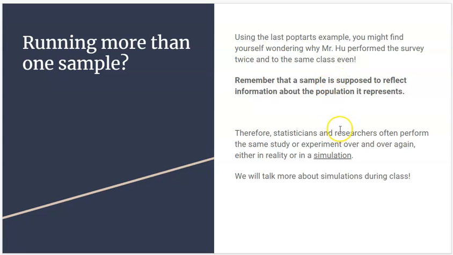So what statisticians and researchers do again and again to continue reflecting that information about the population is to run the same study or experiment over and over again. Either they do it in reality, which, depending on what you're doing, like mine, is easy to do, or in a simulation, which, if you're talking about something that takes a lot of resources and a lot of time, does a lot better at that. And again, we'll talk more about simulations during class.